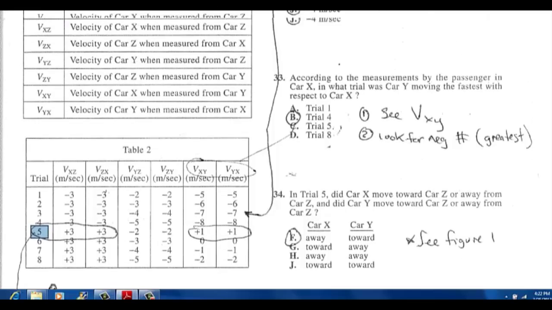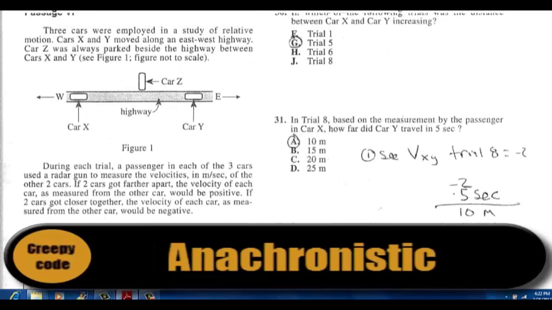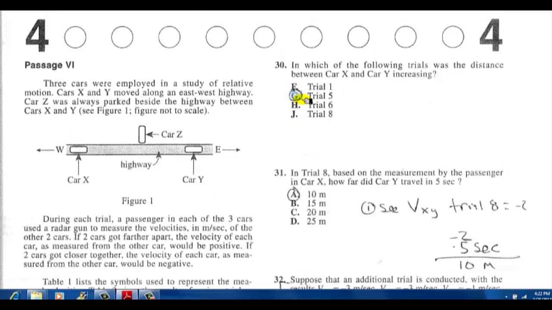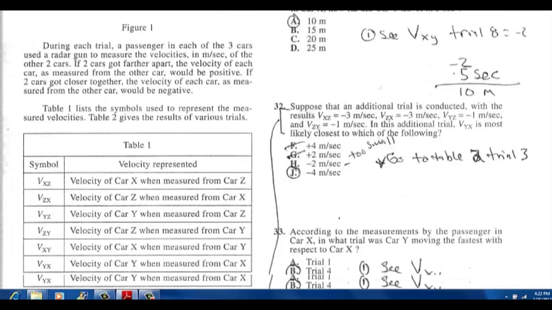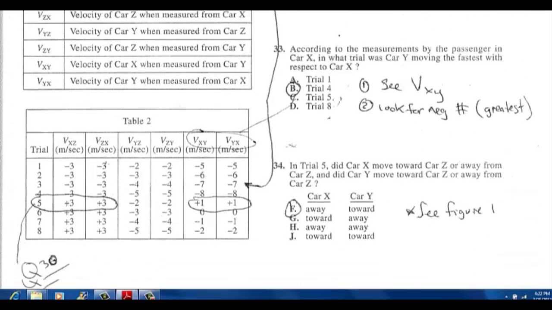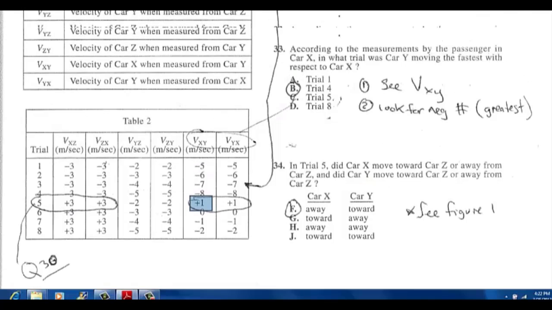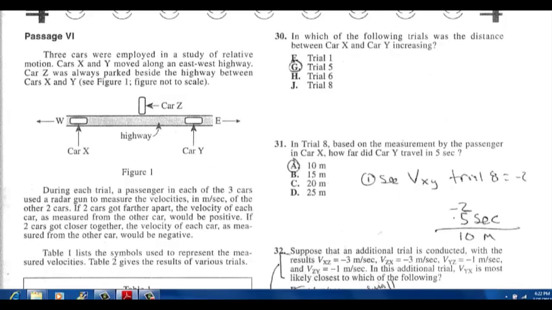They're asking you to combine results from 2 different areas to figure out the problem. Problem 30, the only answer that will give you the right answer here is answer choice G. If you look at trials 1, 6, and 8, those are all negative numbers in the V sub XY column. 1 is negative, 6 is 0, 7 is negative 1. The only answer that's going to work is a positive value, which is trial 5. Problem 30, correct answer once again is G.